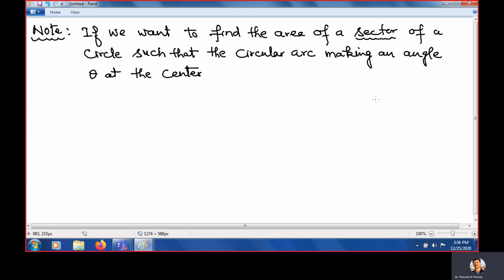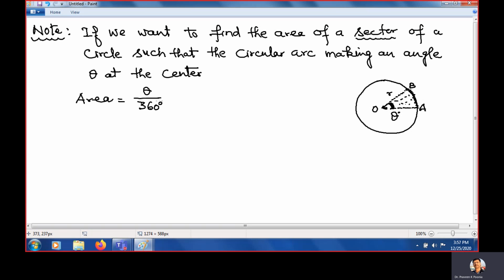That means what? That means this is the circle, this is the fixed point, this is the radius. Clear? And we want to know the area of this part only. This is this part's area. Clear? And we know the angle here. What is the angle here? If this angle is theta degree, clear? This is the radius because this point is O. Then what is the area and what is this circular arc AB? These are the two important things. Clear? So in this, area will be theta upon 360 degree into pi r square.